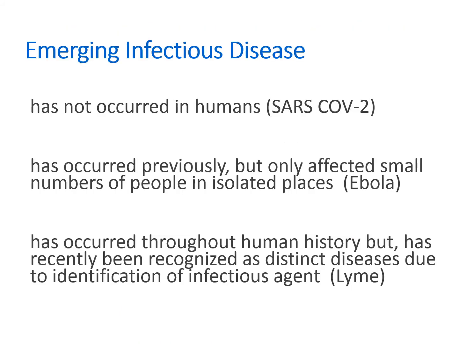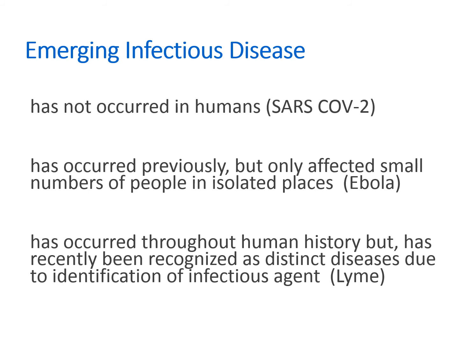So scientists and public health officials will sometimes classify infectious diseases based upon whether or not they're new or they've been around before. Emerging infectious diseases are diseases that have not occurred in humans before, like SARS-CoV-2, or they've occurred previously but only affected maybe a small number of people in some isolated areas, like Ebola, for example.